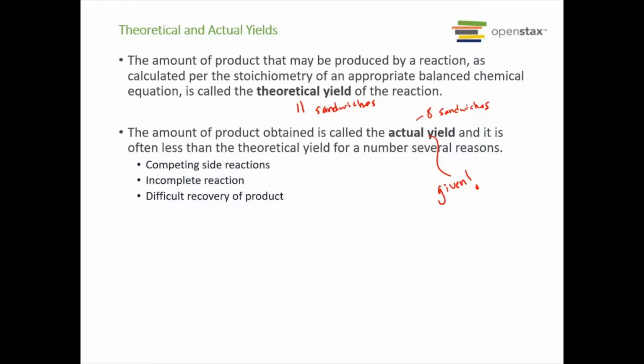There are actual chemical reasons. For instance, there might be some side reactions happening that compete and make some other products or use up some of your reactants. You could have an incomplete reaction, or you may not be able to recover all your product because it gets stuck on the filter, or stuck in the beaker, or dissolves in the water. There's all kinds of different reasons. The reality is you're never going to get a perfect yield.